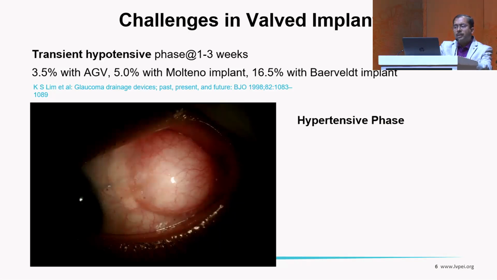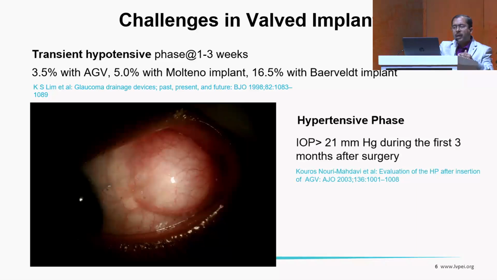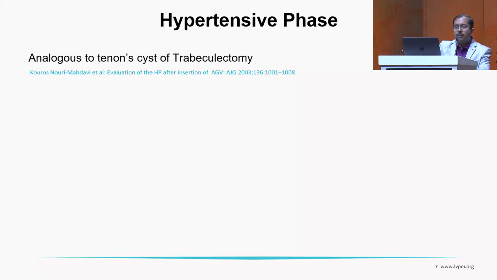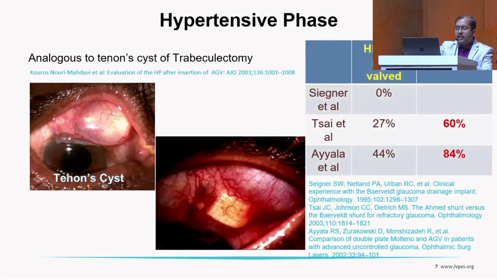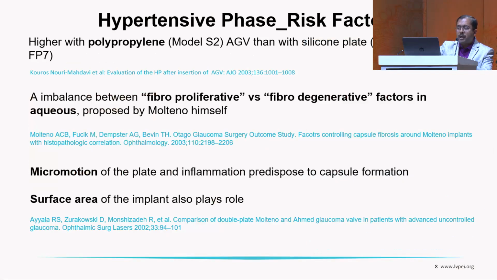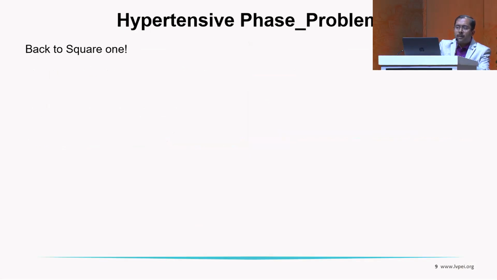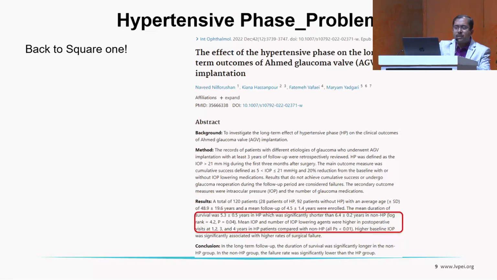The hypertensive phase is characterized by a huge cyst, a thick bleb with IOPs of more than 21 in the first 3 months after surgery. It is analogous to the Tenon cyst of trabeculectomy. It's a thick cystic bleb, and the incidence can be as high as 60 to 80% after implant surgeries. There are different risk factors. The problem is that we are back to square one, meaning we need to restart the medications, and a significant part of these patients can also convert into a failure.